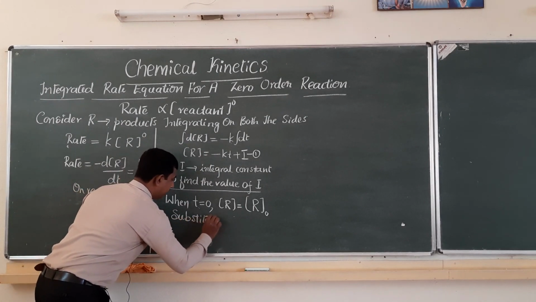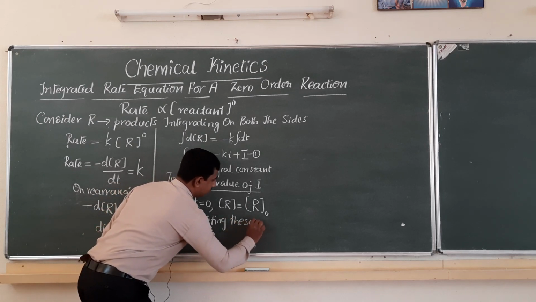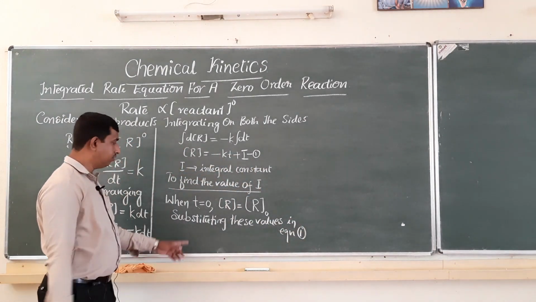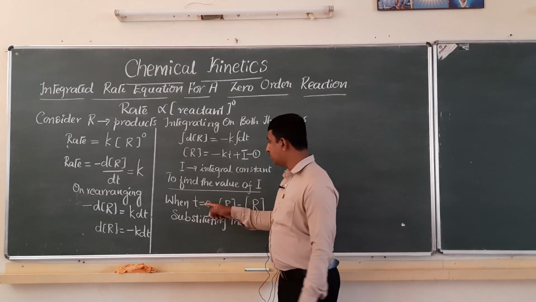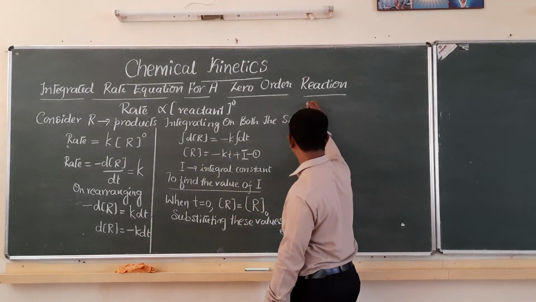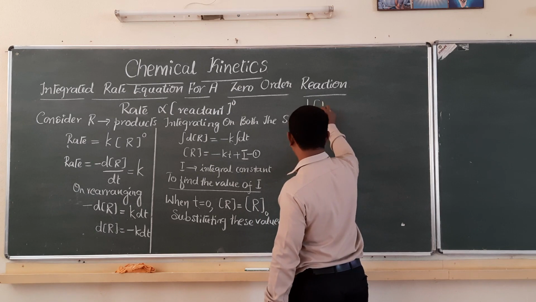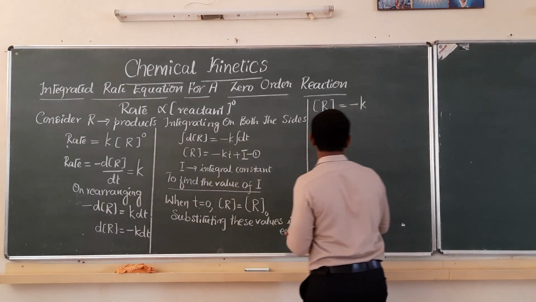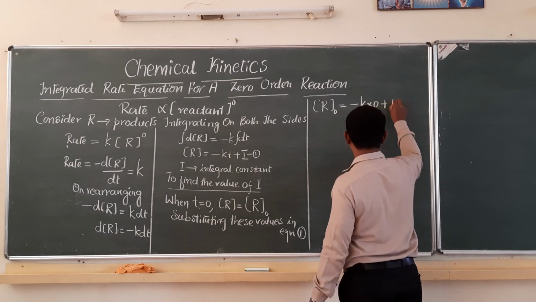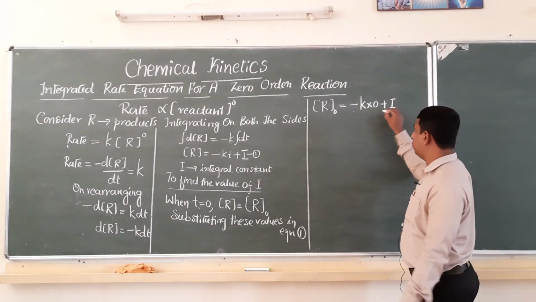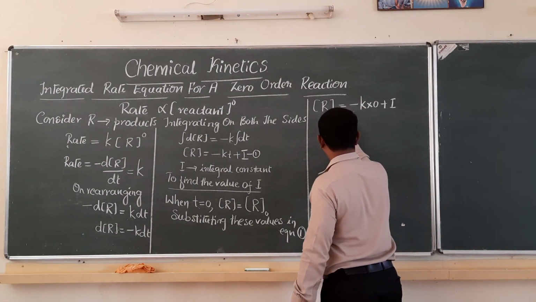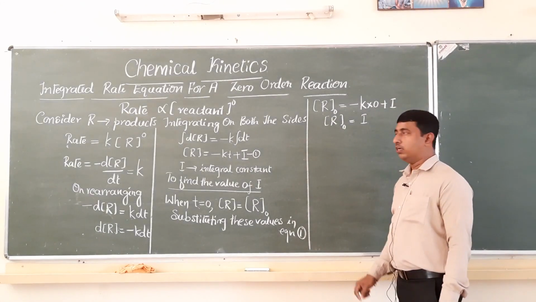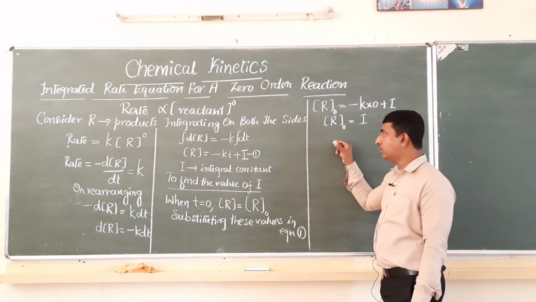Substituting these values in equation 1, we get: in the place of t I have put 0, in the place of R I have put R0. So R0 is equal to minus K into 0 plus I, or R0 equals I, since K into 0 is 0. So what is the value of I? I is equal to R0. Again substitute the value of I in equation 1.